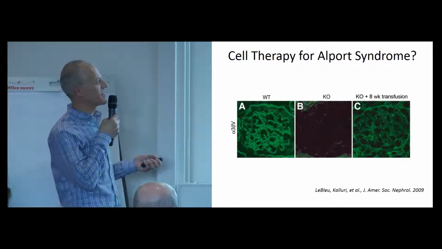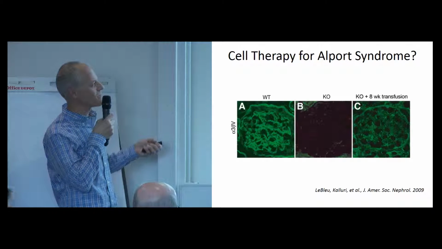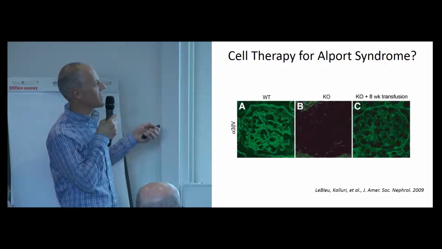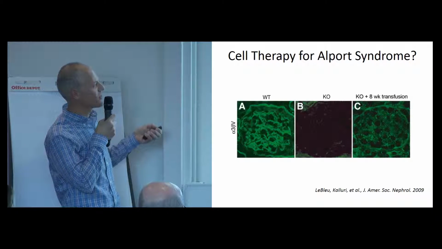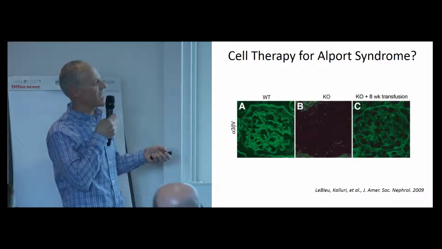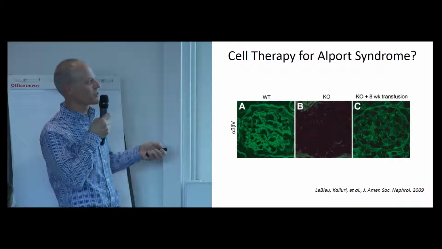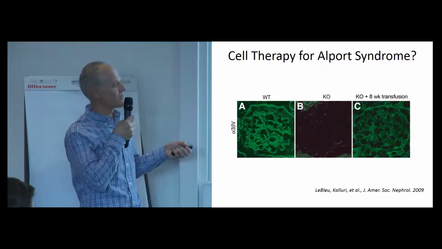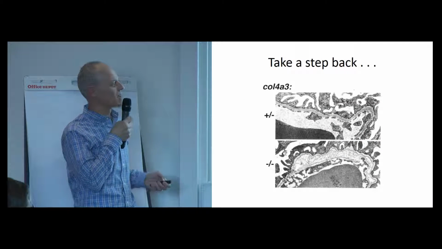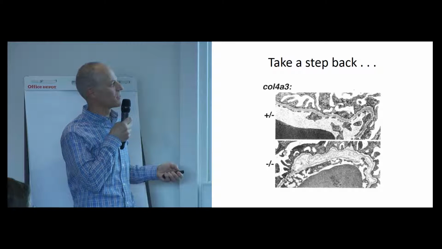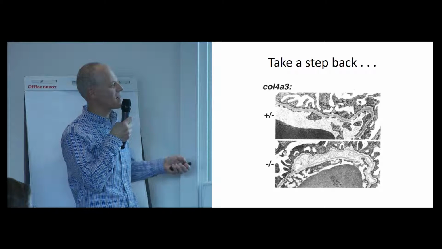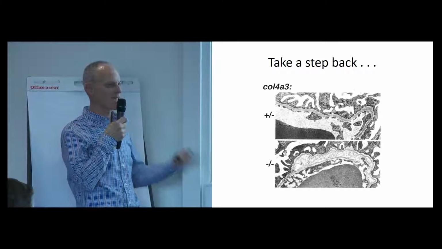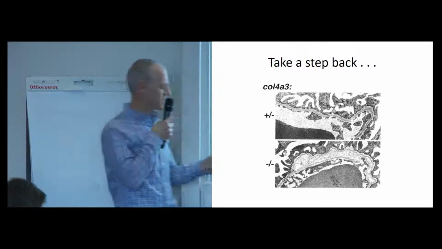This is one example of data I didn't find convincing. Here's a knockout mouse lacking alpha-3, 4, 5. This is a normal mouse, which has alpha-3, 4, 5 in the glomerular basement membrane. And this is an Alport mouse after a transfusion of cells, purportedly now having the alpha-3, 4, 5 network in the GBM. So one question to me was, well, once you have an Alport GBM, can you really change it, normalize it, by putting back in the missing alpha-3, 4, 5 type 4 collagen?